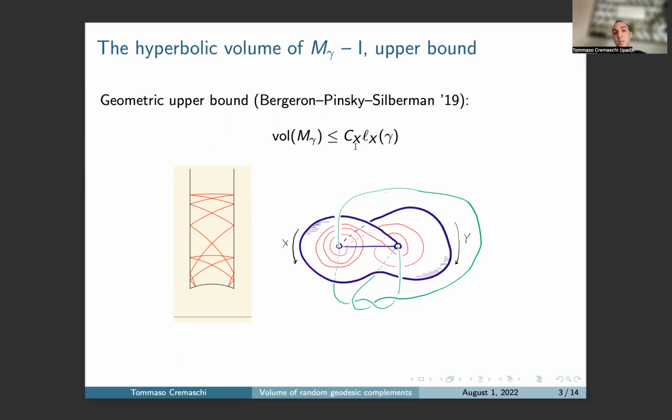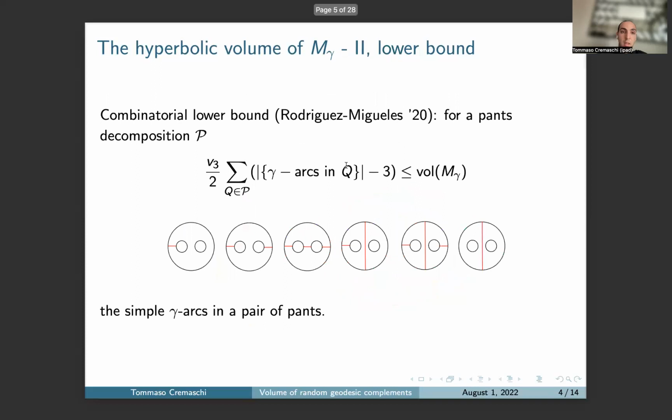The issue is that this constant, which also depends on the hyperbolic structure that you choose, is very hard to find. And this is not surprising because this manifold, and so this quantity here, does not depend on the mapping class group action, while this right-hand side changes. So you could try to minimize this, so you can enjoy a hard problem. And then there's this combinatorial lower bound by me and my collaborator, Rodriguez.